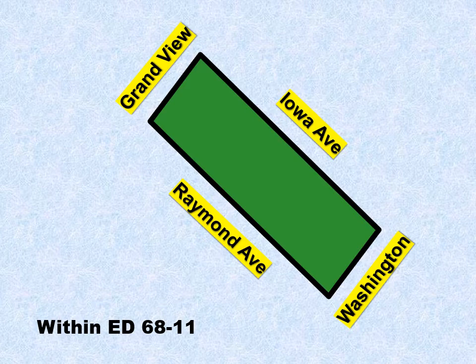So here is this block, single block. There are about 20 houses here on Grandview, Iowa, Washington, and Raymond. So that's what we want to find out, how we can get housing information on this block.